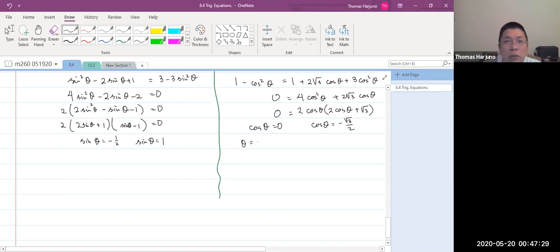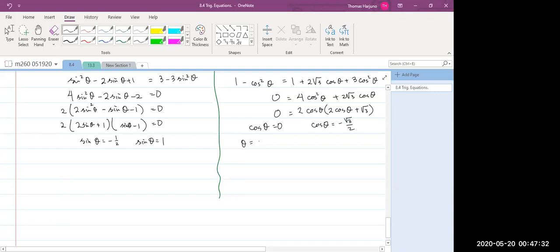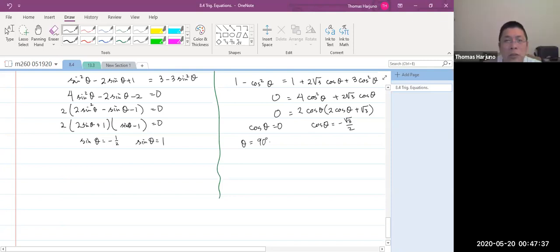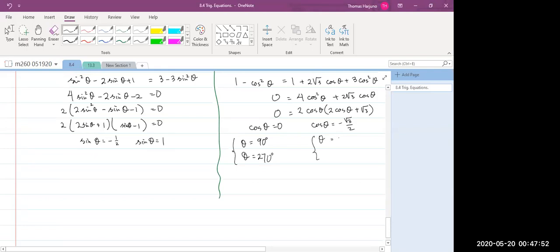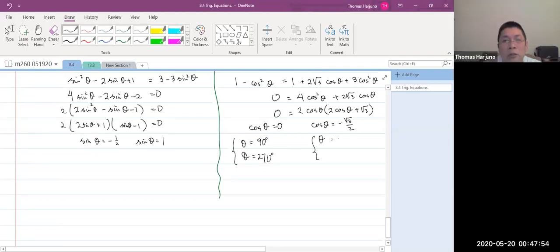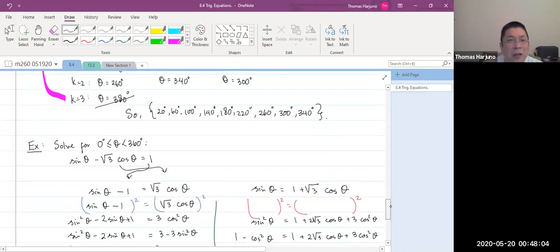Cosine theta equals 0 means theta is? 0 degrees. No, I don't think so. That's 90 degrees. Oh, sorry, 90 degrees. Right? 90 degrees and 270 degrees. While this one here will give us theta equals 150 first, and then 210. Now the thing is, we need to check one by one though. Yeah, we need to check.